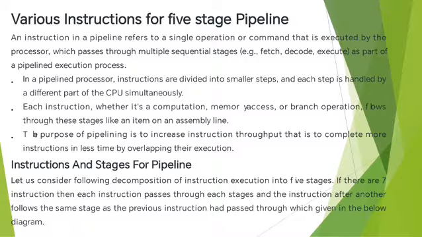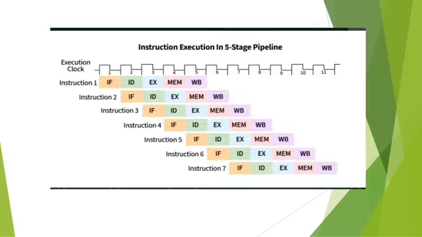Instructions and stages for pipeline. In this, we have 7 instructions. Each instruction passes through each stage, and the instruction that follows passes through the same stage as the previous instruction had passed through, as given in the diagram below. So this is the main diagram for this. Here we have 5-stage pipelining, that is, instruction fetch, decode, execute, memory access, as well as write back. Each and every stage will be executed in a clock cycle.